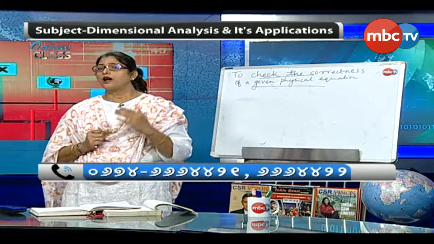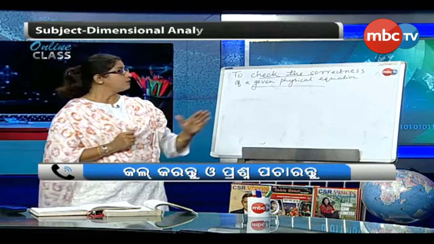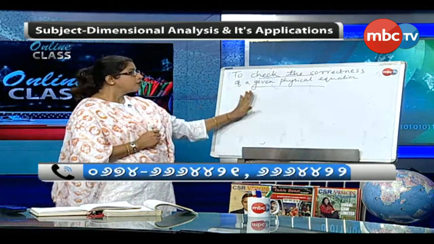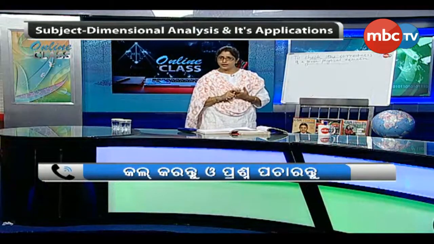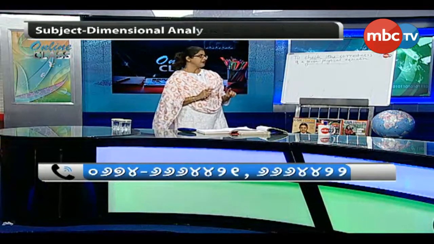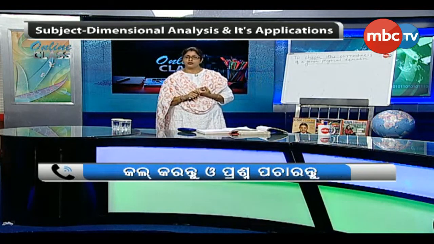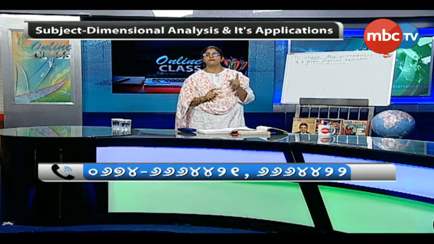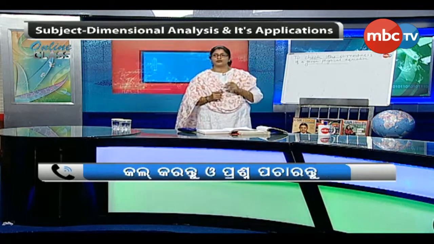How do you know? In order to explain or in order to prove or in order to check it, you should know a principle. Okay? Using that principle only, you will be able to check whether it is dimensionally correct or not. What is that principle? That principle is called, hello?